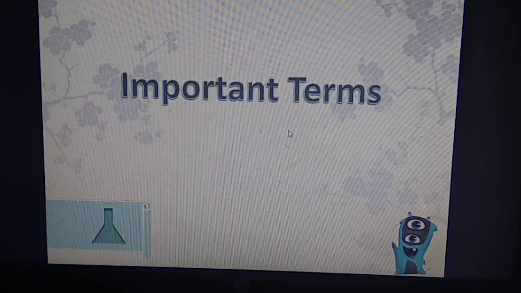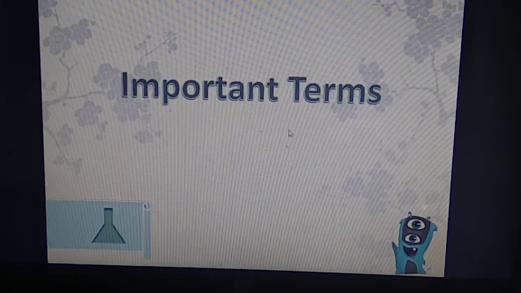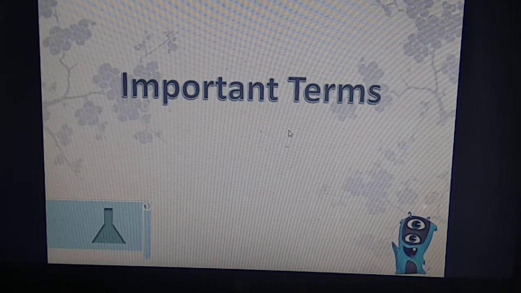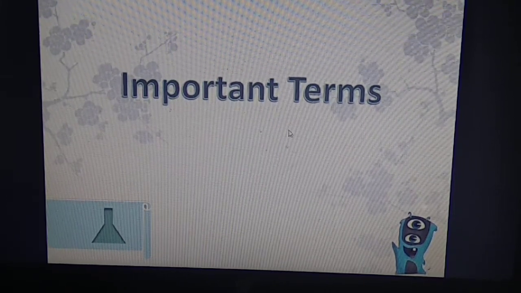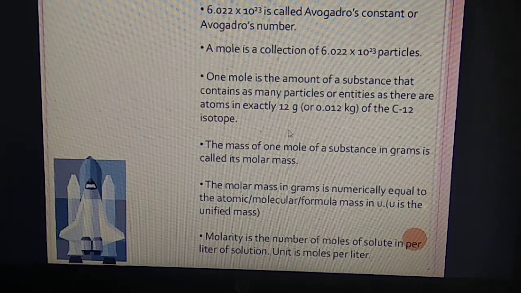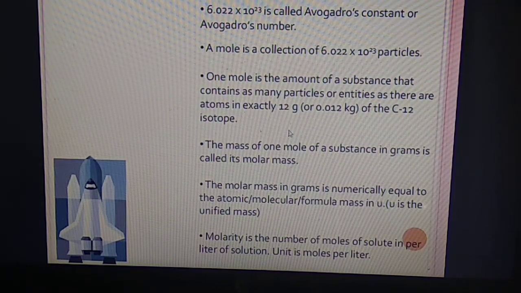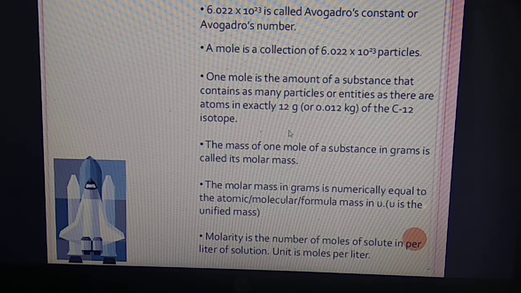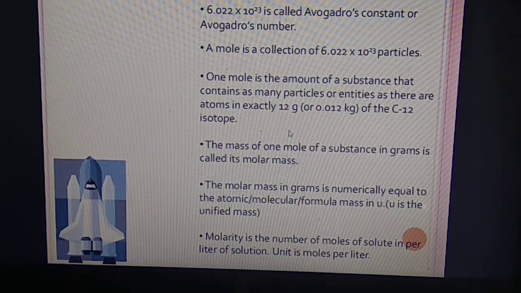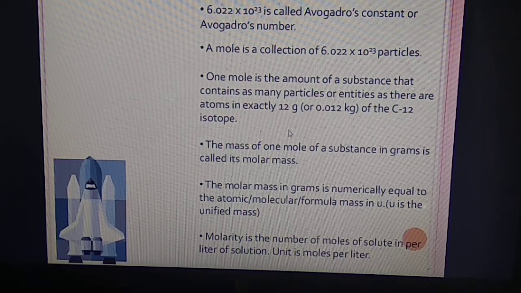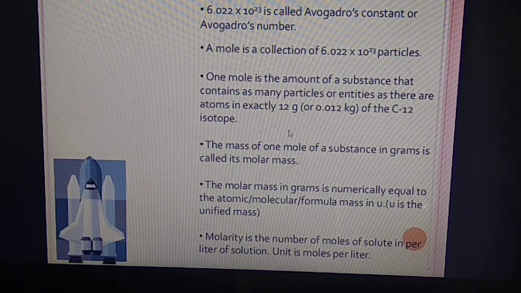Now students, there are a few important terms I want to clear for you, very important for this chapter and for doing the numericals. First is Avogadro's constant or Avogadro's number. 6.022 × 10^23 is called Avogadro's constant or Avogadro's number. Previous day we discussed the mole concept. What is a mole? A mole is a collection of Avogadro's number of particles. If I say 1 mole of water, it means 6.022 × 10^23 water particles.